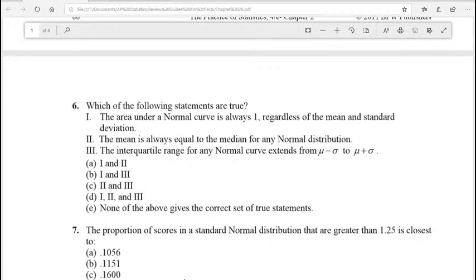My hint for you, number 7 is 1.25 is in a standard normal distribution. That means we're looking at z-scores. So if our z-score is 1.25, then we're asking what percent is greater than the z-score of 1.25. So that you should just be able to get to the table in the calculator and get out your answer.